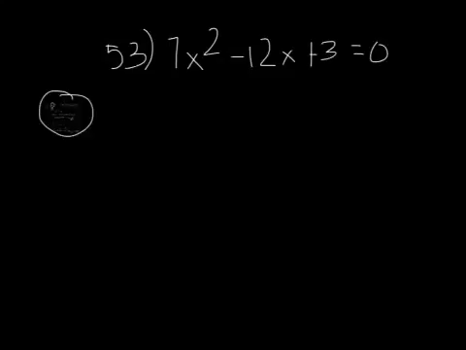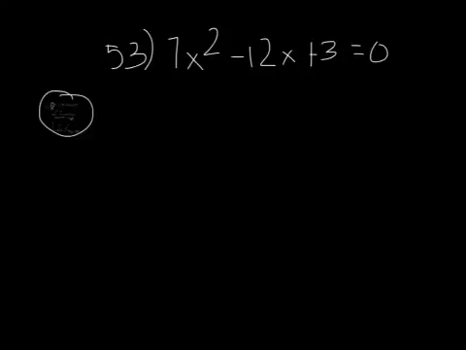Okay. So just read off number 53 for me then. 7x squared minus 12x plus 3 equals 0. So lucky for us, step 1 is done. It's already set equal to 0. So step 2 is write down A, B, and C.